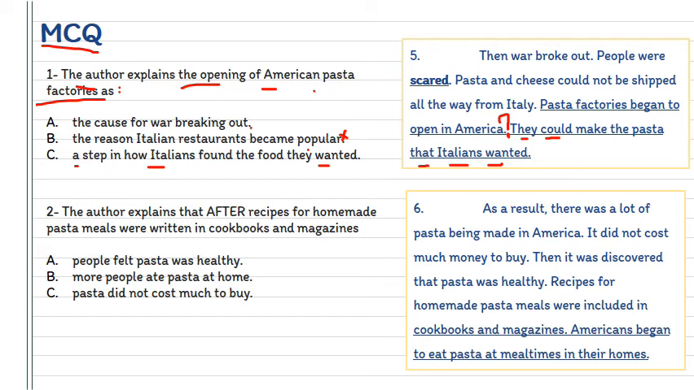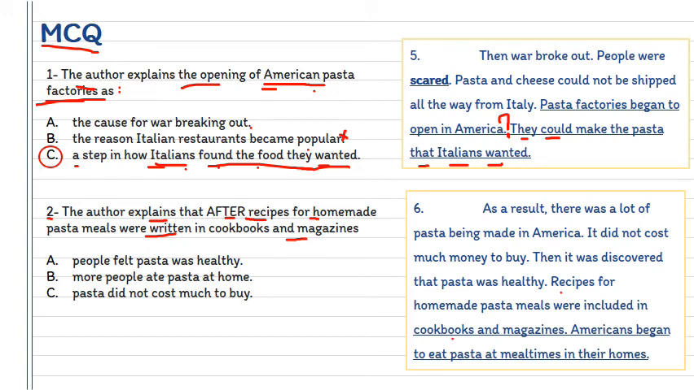So this sentence here tells me that option C is the right answer, because here they said it's a step in how Italians found the food they wanted. So American pasta factories were opened so that Italians could find the food they wanted. So the answer is C. Number 2. The author explains that after recipes for homemade pasta meals were written in cookbooks and magazines, what happens after that? Let's read cookbooks.